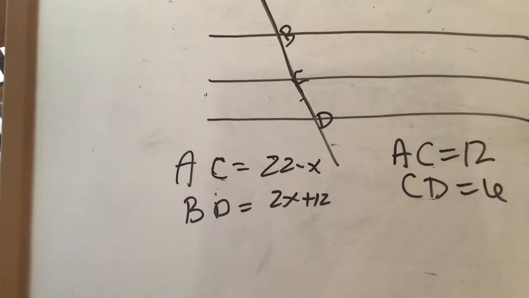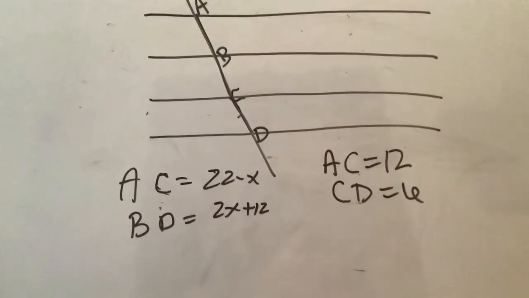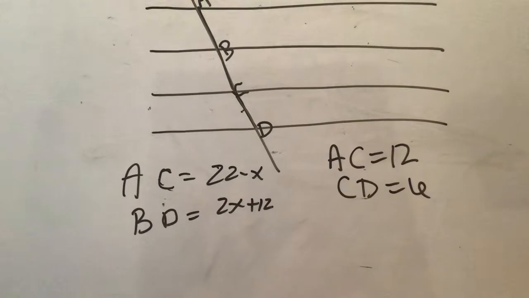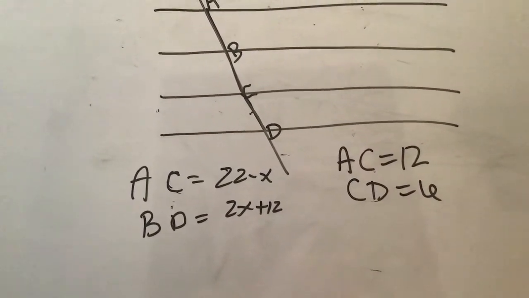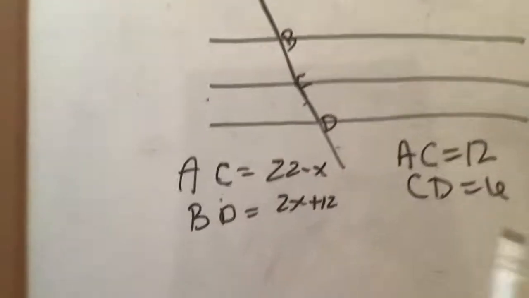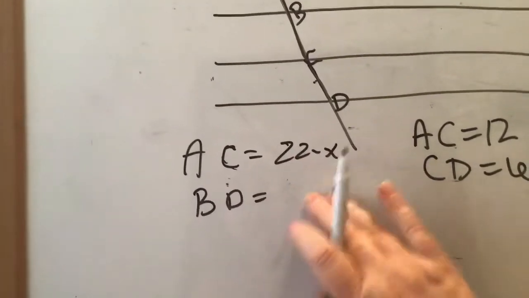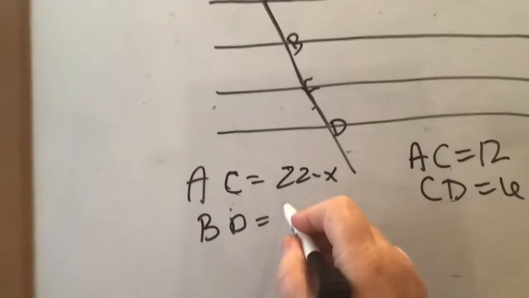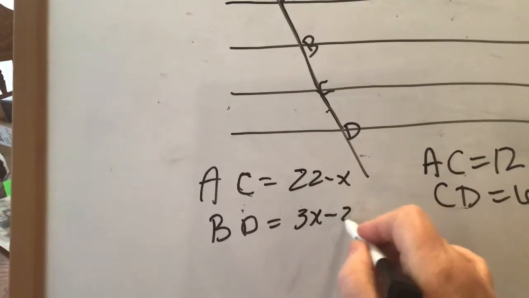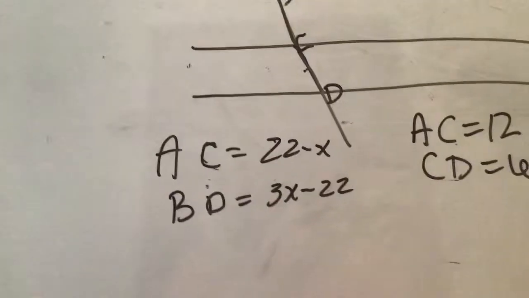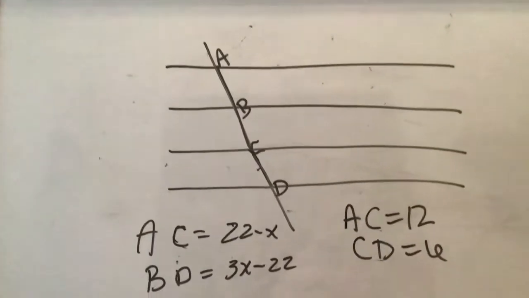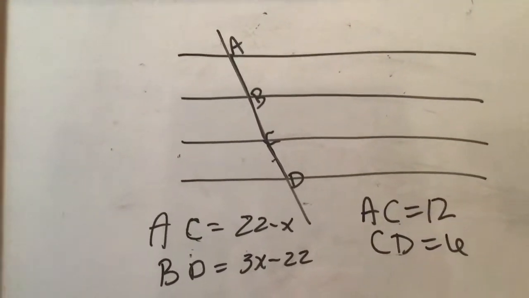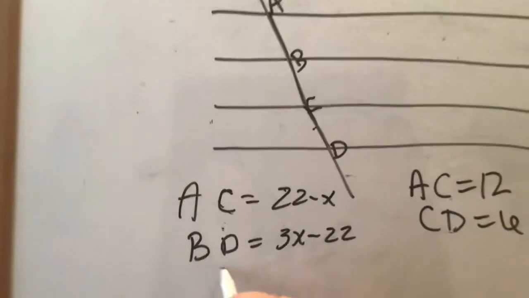Oh, I got off on the wrong track. Let me see, will that come out right? Nope. Okay, sorry, BD was supposed to be 3x minus 22. Okay, so we just set those equal to each other because AC is 2 lengths and BD is 2 lengths.